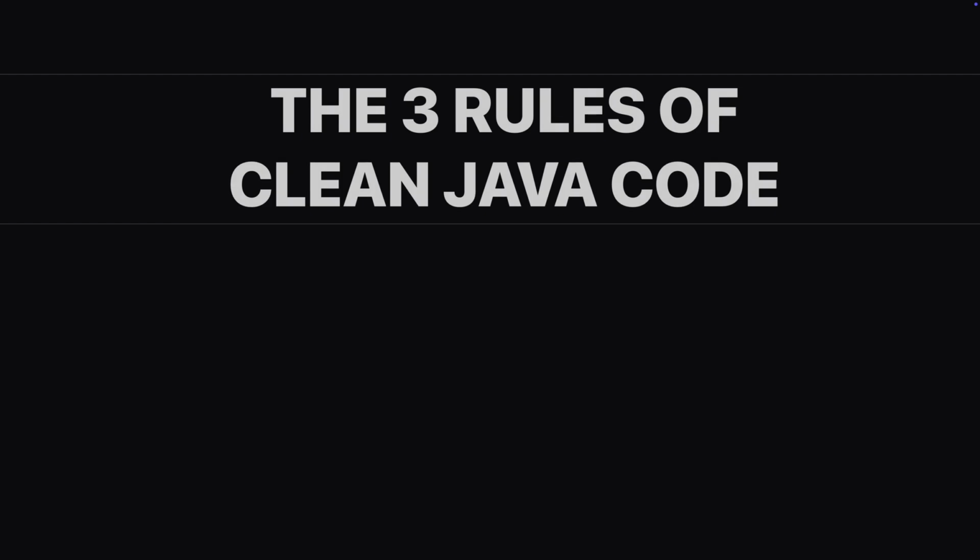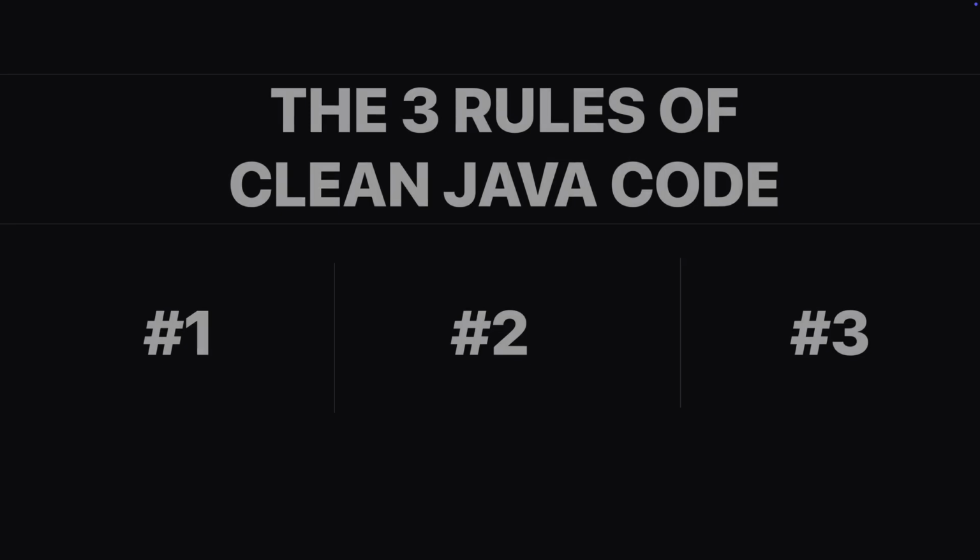Clean code isn't about formatting. It's about reducing cognitive load. And there are three simple rules that make Java code dramatically easier to read. Let's break all three and then fix them.